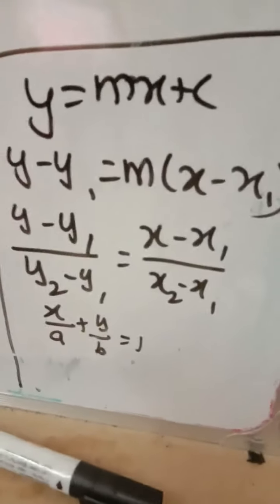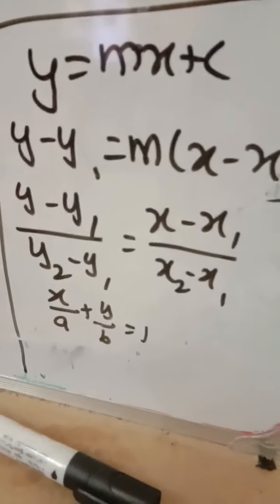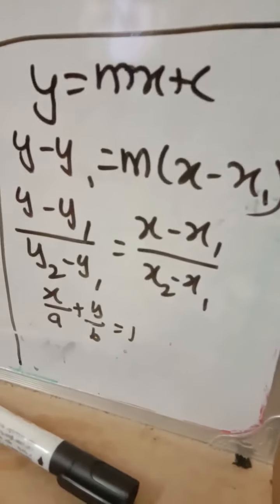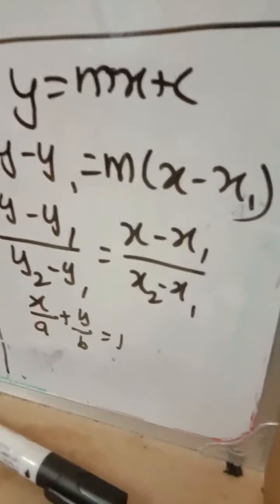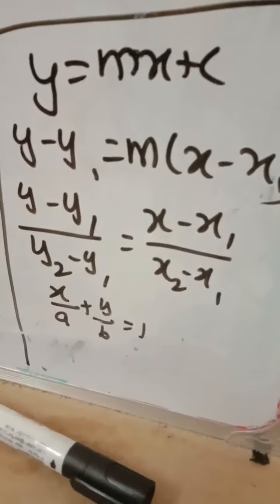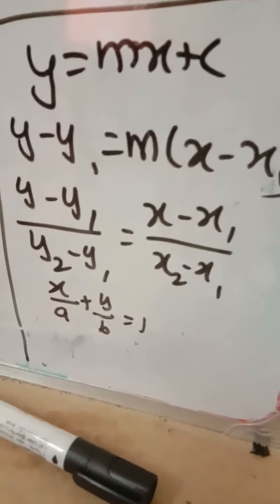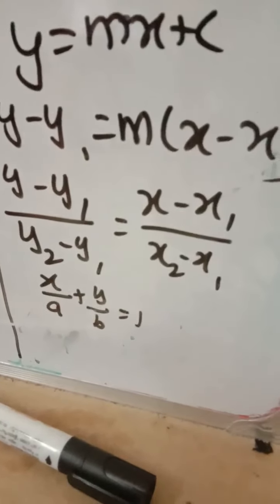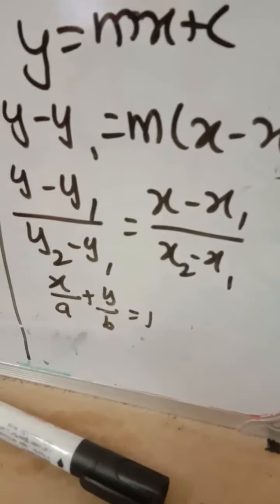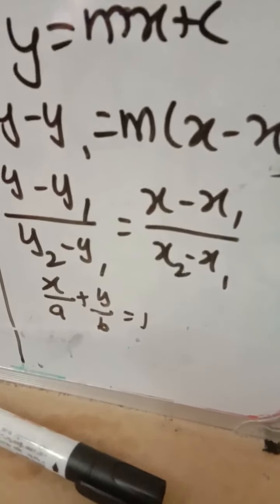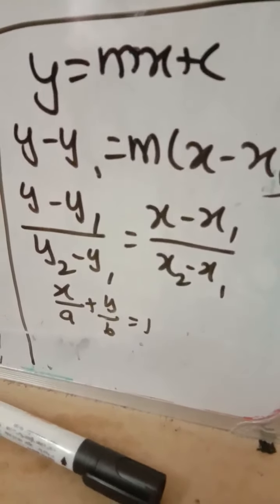Totally, how many formulas are there? 4. Right. Number 1, y is equal to mx plus c. Number 2, y minus y1 is equal to m into x minus x1. Number 3, y minus y1 by y2 minus y1 is equal to x minus x1 by x2 minus x1. Number 4, x by a plus y by b is equal to 1.